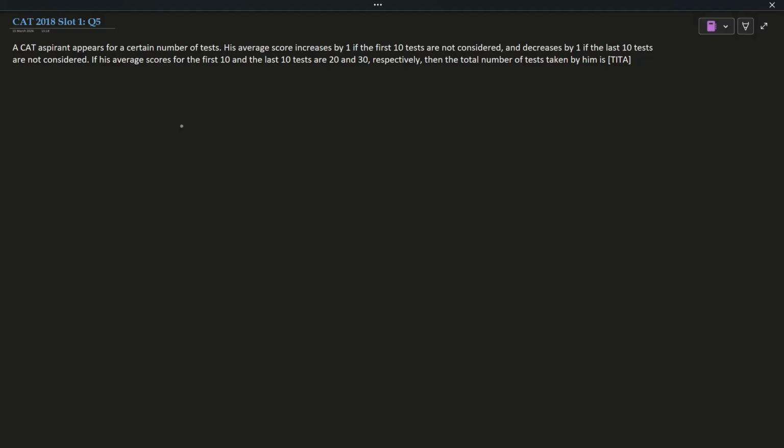A CAT aspirant appears for a certain number of tests. We do not know how many tests he has appeared for. His average score increases by 1 if the first 10 tests are not considered, and decreases by 1 if the last 10 tests are not considered. If his average scores for the first and the last 10 tests are 20 and 30, then find the total number of tests taken by him. Let's say he has taken n number of tests.